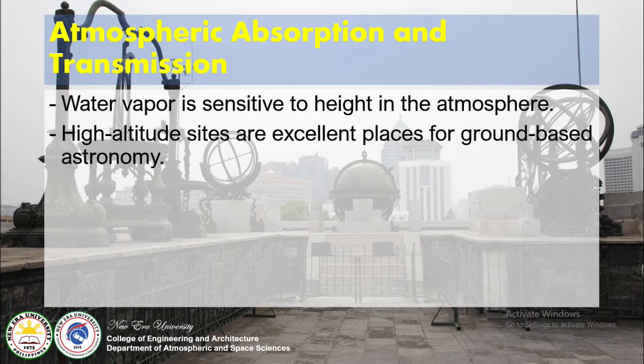sa water vapor. Now, high altitude sites are excellent places for ground-based astronomy. Okay, why? Because as we go lower from the atmosphere, the water vapor is high. Okay, so and we don't want that because water vapor can block some of the wavelengths in the electromagnetic spectrum.